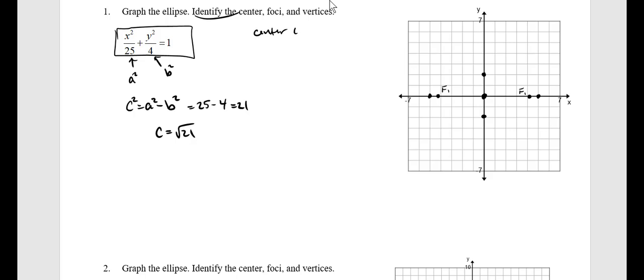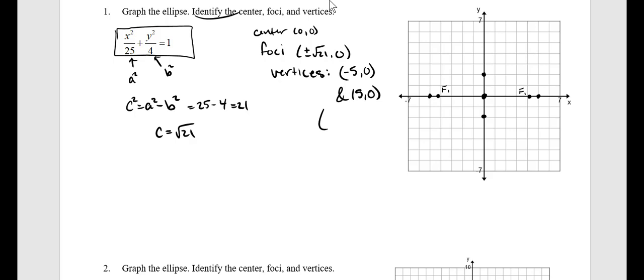Center, 0, 0. Foci, we can say, are at plus or minus root 21, comma 0. Here's one of them, here's the other. And the vertices are the ends of that major axis, the endpoints, which are at negative 5, 0, and 5, 0, which you could just write as plus or minus 5, 0.